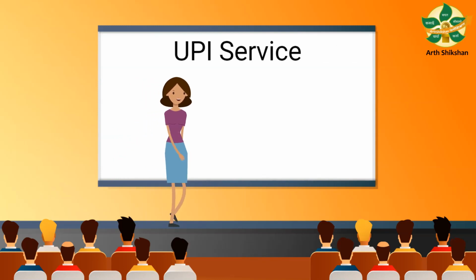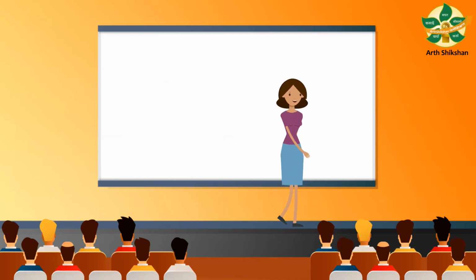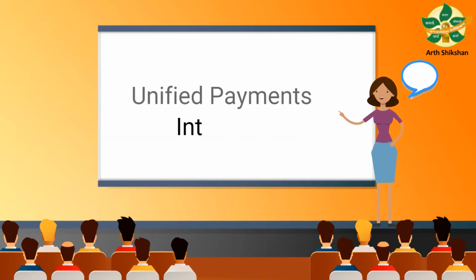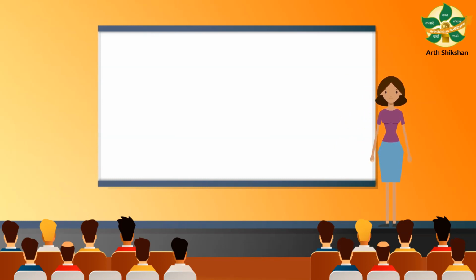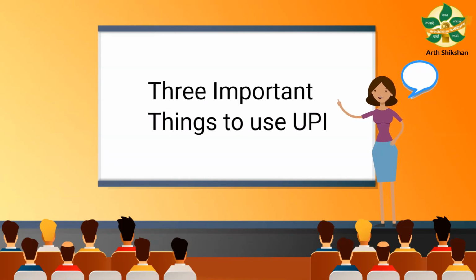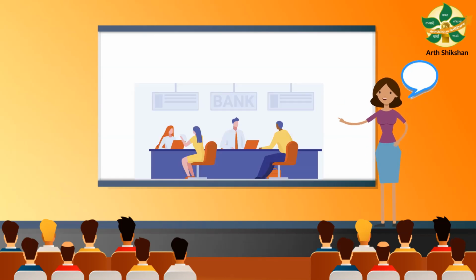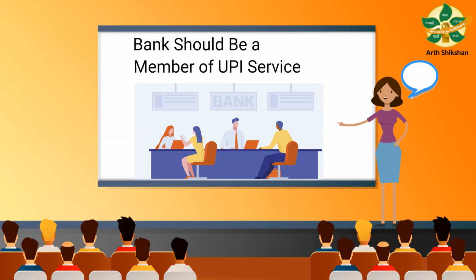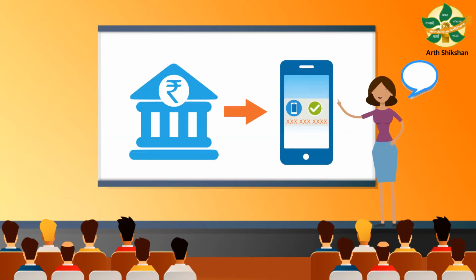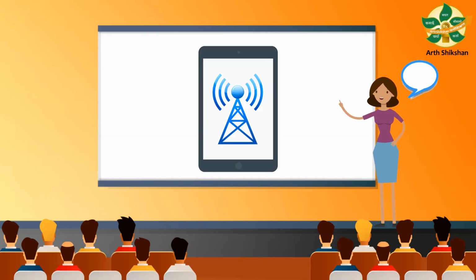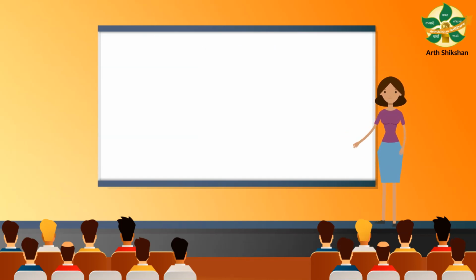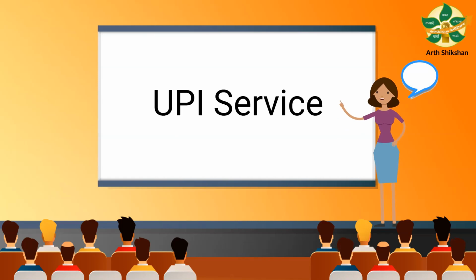Let's see UPI service in detail. UPI means Unified Payments Interface. You need 3 important things to use UPI. One should have a bank account and the bank should be a member of UPI service. Your mobile number should be linked to the bank account. You need a smartphone and internet service. If you have these 3 things with you, that means you are eligible to use UPI service.